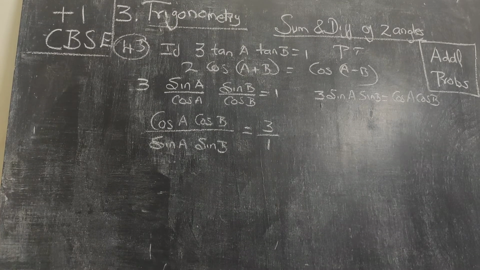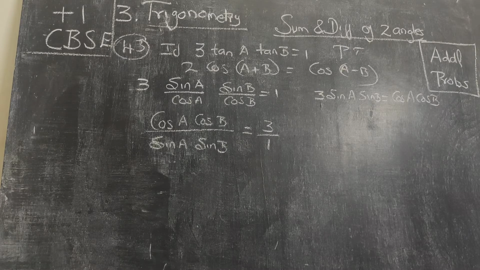The next problem 43: if 3 tan A into tan B equal to 1, prove that 2 times cos A plus B equal to cos of A minus B. Very nice problem. See how we are doing the problem. 3 times tan A, so tan A is rewritten sin by cos, tan B you can write as sin B by cos B. So cross multiply that, 3 sin A sin B equal to cos A cos B.